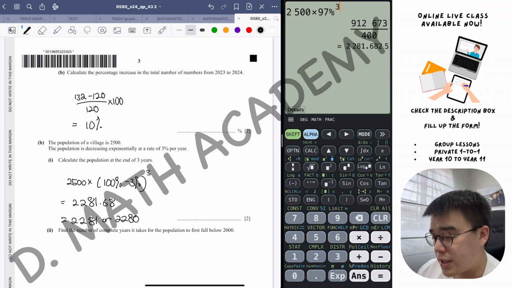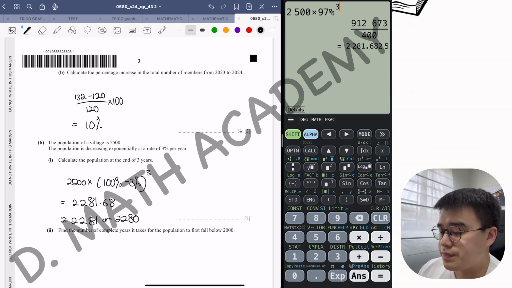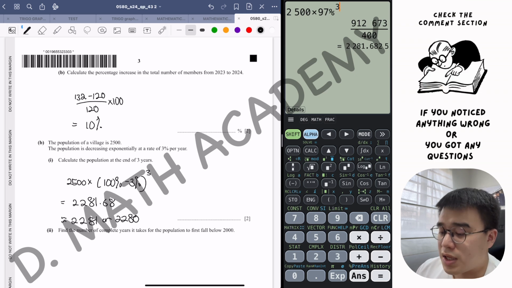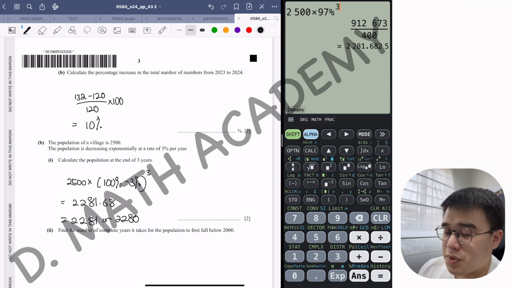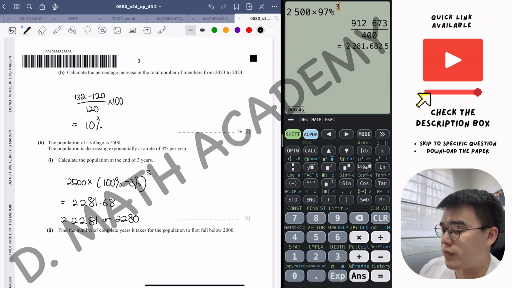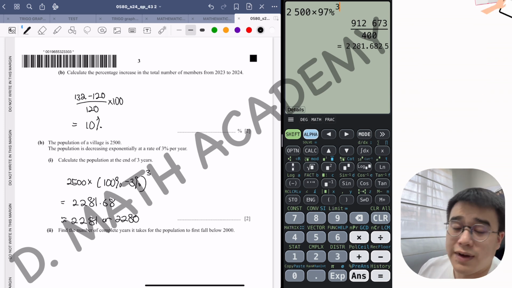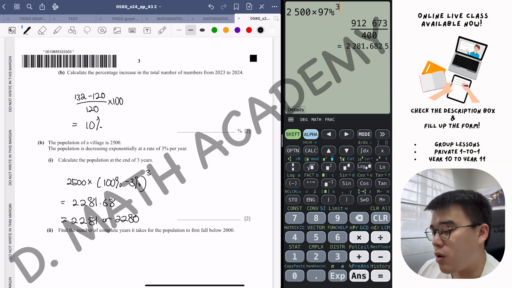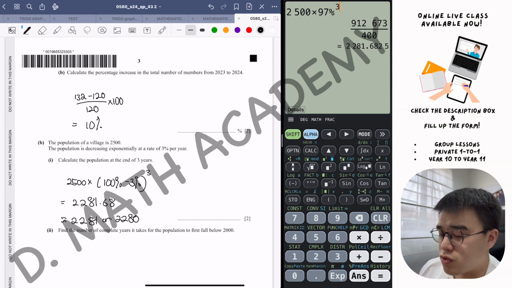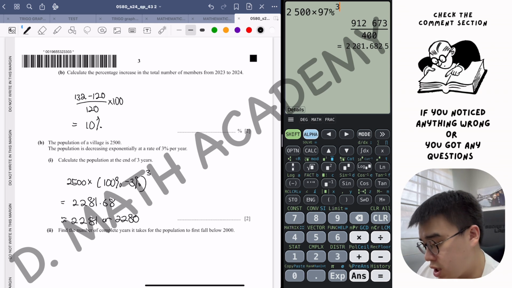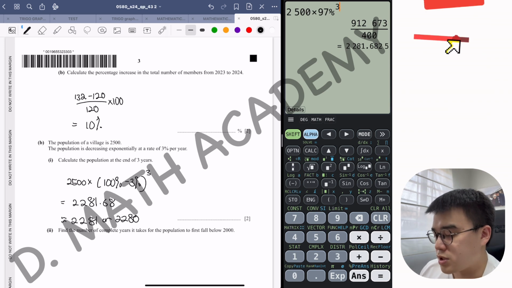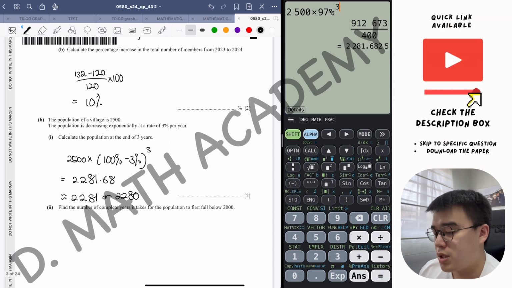So this is a reminder that I won't be rounding it up because 0.68 doesn't make it a full person. So I'm leaning towards setting the final result as 2281, or 2280 if I were to use 3 significant figures. Now, find the number of complete years it takes for the population to fall below 2000.